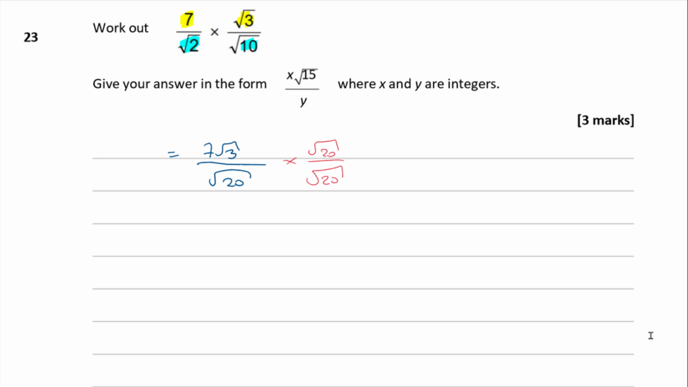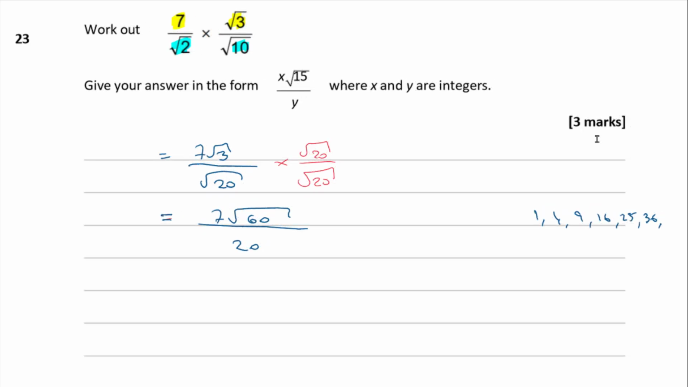Okay, so then top times top, bottom times bottom again. The denominator is easy. Root 20 times root 20 is just 20. And I've got 7 root 3 times root 20. That's the same thing as 7 root 3 times 20, which is root 60. So I've got 7 root 60 over 20. Surely 60 must have some square factors, mustn't it? So what are the square numbers? 1, 4, 9, 16, 25, 36, 49. So which one of those are factors of 60?